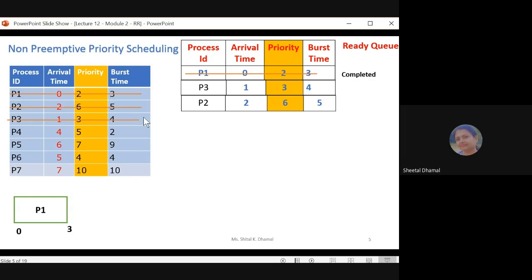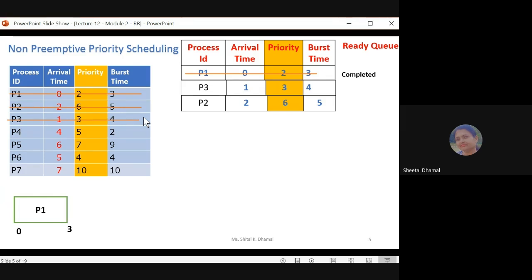Now what you have to do here: 2 processes are there whose arrival time is less than or equal to 3. Now here this is the non-preemptive priority scheduling algorithm, so we will not check the burst time. In the shortest job first algorithm, we select the process by using their burst time. But as this is the priority scheduling algorithm, here we will select the process by using their priority number.